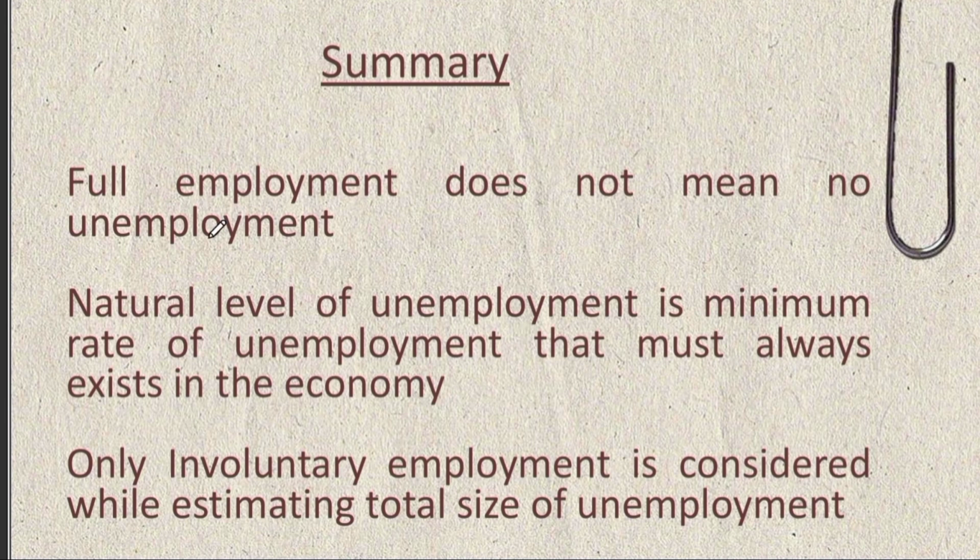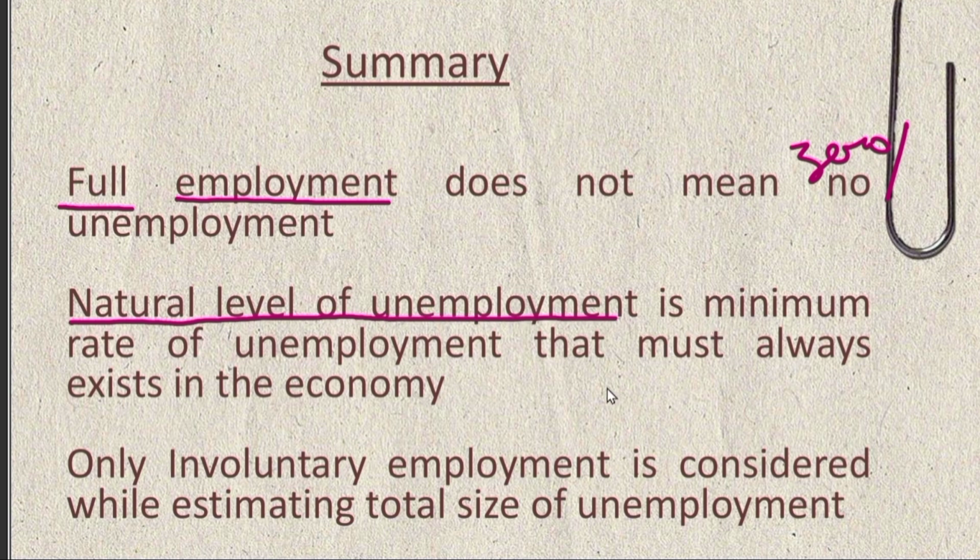So let's just summarize. We have full employment, FE, which does not mean no unemployment or zero unemployment. Even in the situation of full employment, some natural unemployment will exist, and that natural level of unemployment is the minimum rate of unemployment which will always exist in the economy. And we have read four types of unemployment so far, and out of that, only involuntary unemployment is considered while estimating the total size of unemployment.